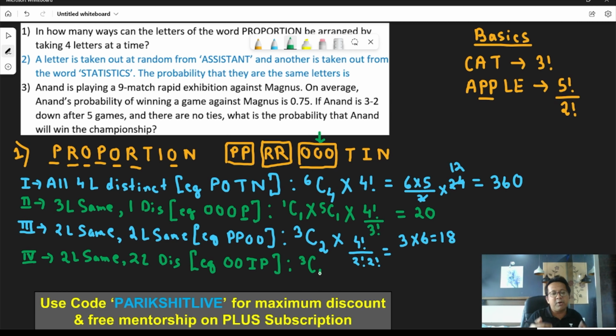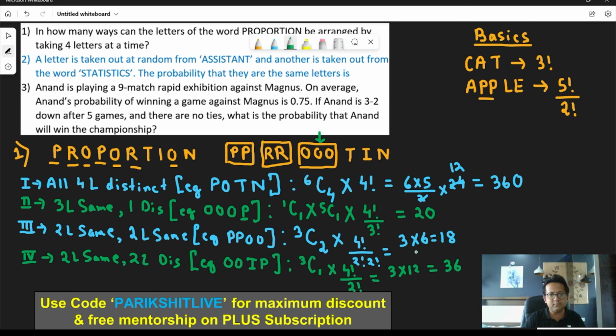Someone might ask, so why not 3C2? Remember, you have to select one of them. If you select P, you're selecting two P's. If you select R, you're selecting two R's. Right? 3C1. And the moment you select, how many ways of arranging them? 4 factorial divided by 2 factorial because 2 of them are same. So this comes out to be 3 into 12, or 3 into 24 by 2, which is 36.